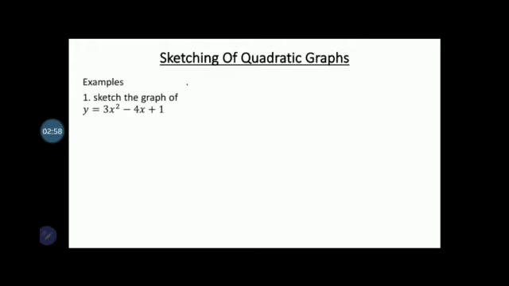Let's have an example to see what I'm talking about. So sketch the graph of y is equal to 3x squared minus 4x plus 1. So our a in this case is 3, and 3 is greater than 0. Needless to say, it's positive. Therefore, your graph opens upwards, giving us a minimum graph.